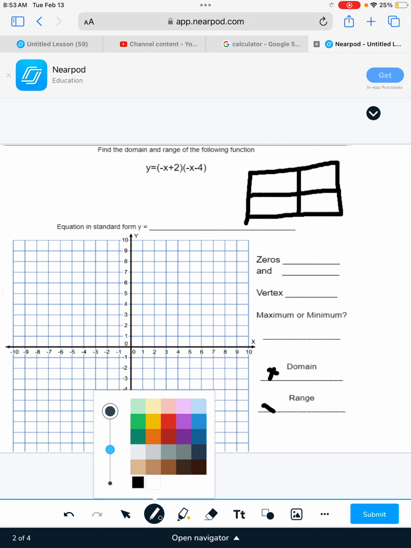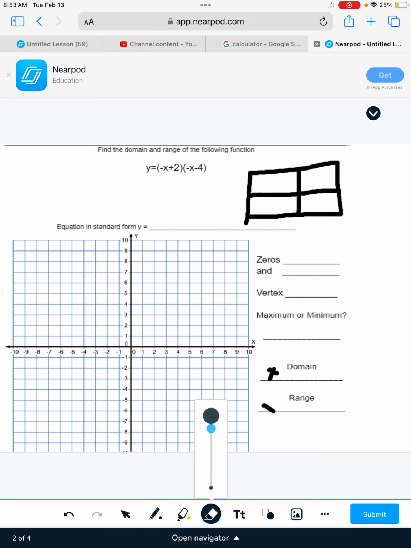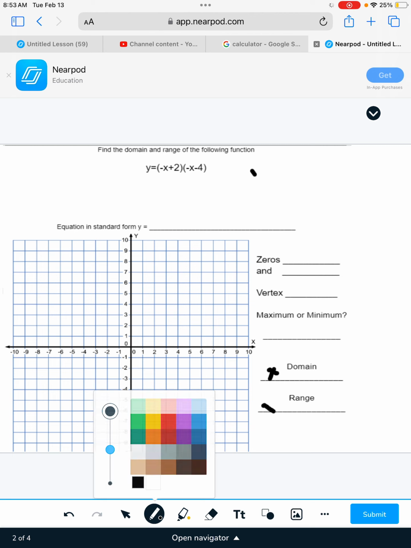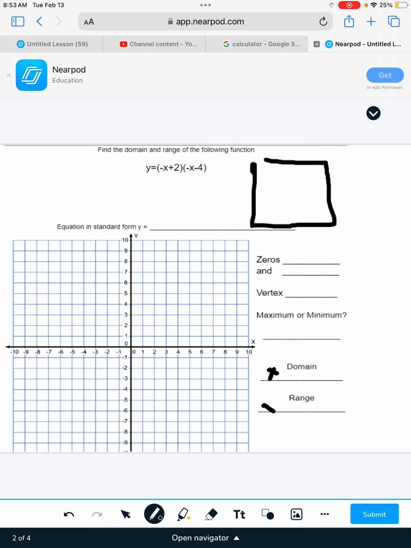Today we're going to practice one more time with the domain and range of these quadratic functions when we multiply these two parentheses that are side by side. So let's go ahead and do our box method to get our equation in standard form with our negative x plus 2 and our negative x minus 4. Negative x times negative x is positive x squared. Negative x times 2 is negative 2x. Negative x times negative 4 is positive 4x. 2 times negative 4 is negative 8.